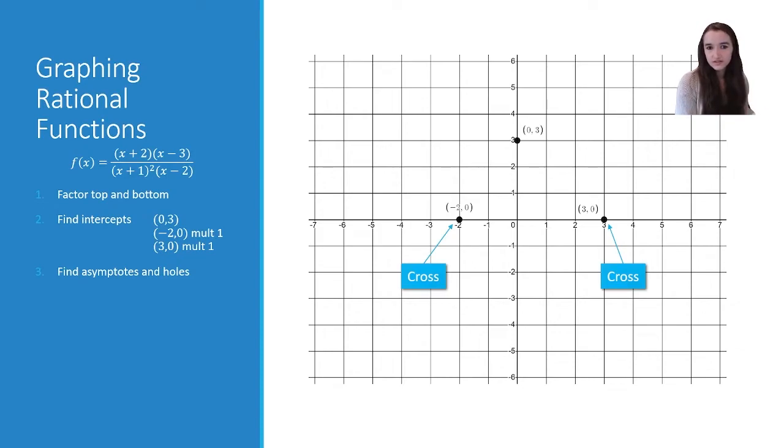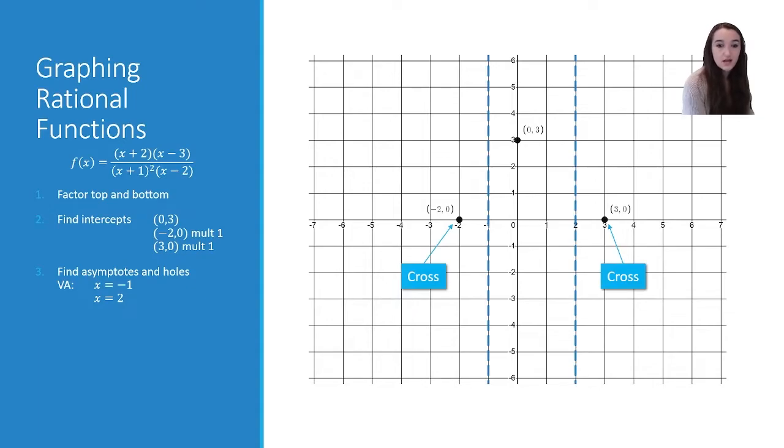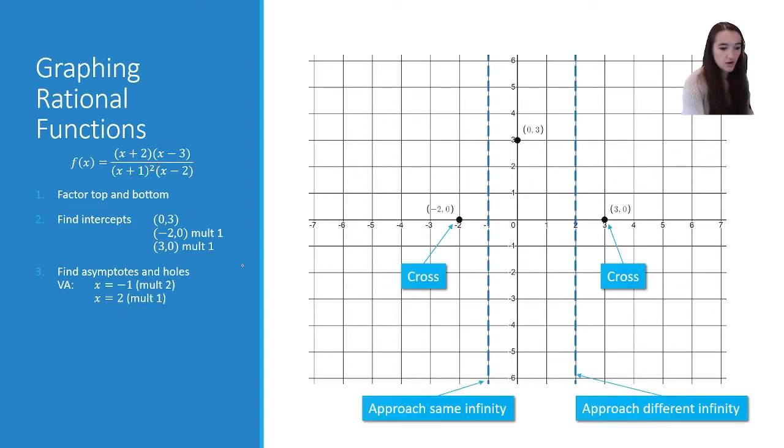Okay, next we go for our asymptotes and holes if there are any. So we can pretty quickly see there are no holes in this one because there's no factors in common top to bottom. For the vertical asymptotes, I'm setting the denominator equal to 0. So I'll get a vertical asymptote at negative 1 and a vertical asymptote at 2. Specifically, the multiplicities are going to be 2 for that negative 1 and 1 for that positive 2. Like so. So I put them in and I make a note. Multiplicity even means they approach the same infinity. Multiplicity odd means they approach different infinities.